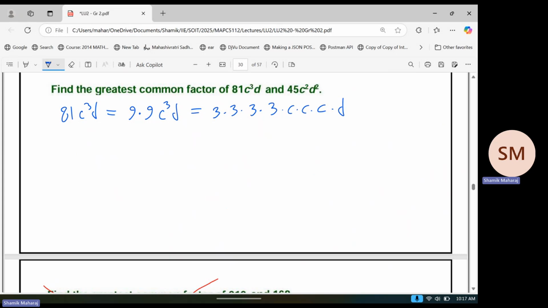All right, the point here is to show you guys how to deal with variables. All right, and the 45 is going to be a similar story here. 45 C squared D squared. That can be broken up into, let's see, we'll take this as 5 times 9. Times C times D. But then 5 times 3 times 3 times C times C times 3 times D.